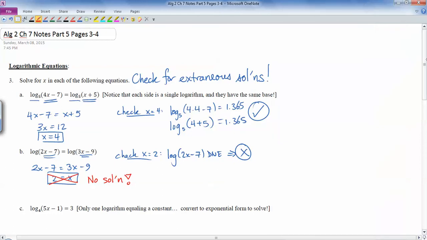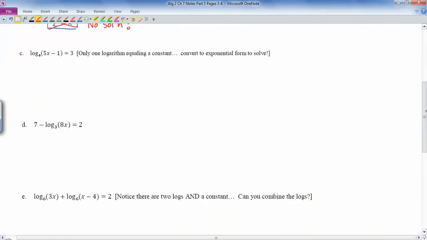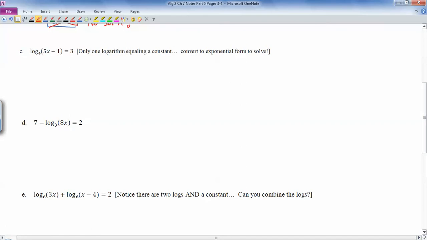Let's take a look at the next one. Log base 4 of 5x minus 1 equals 3. There's only one log in this problem. There's not 2 like before. So the way that we can solve this when there's just one log equaling a constant is to switch the form using the rule that we always keep coming back to. Log base b of a equals c means the same thing as b to the c equals a.